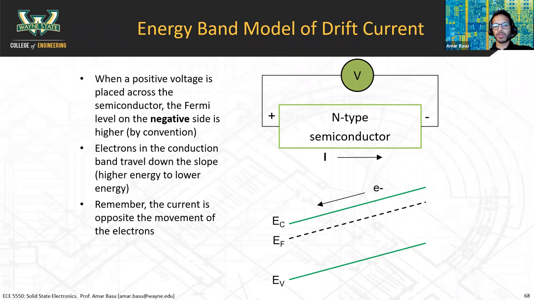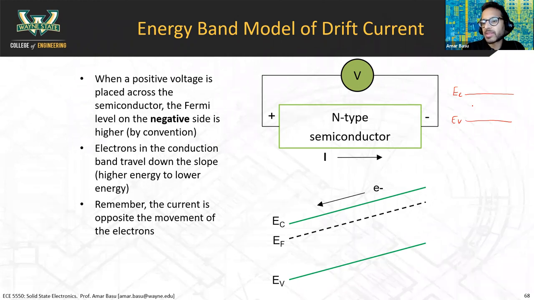All right, last thing real quick, and then we'll end here, is the energy band model for drift current. So suppose we have a voltage that's placed across an n-type semiconductor. If we don't apply a voltage, interestingly, we've drawn our energy band diagrams like this thus far. Conduction band, valence band, okay? So I told you that an important part of the energy band diagram is that the y-axis is energy, but the x-axis is position.